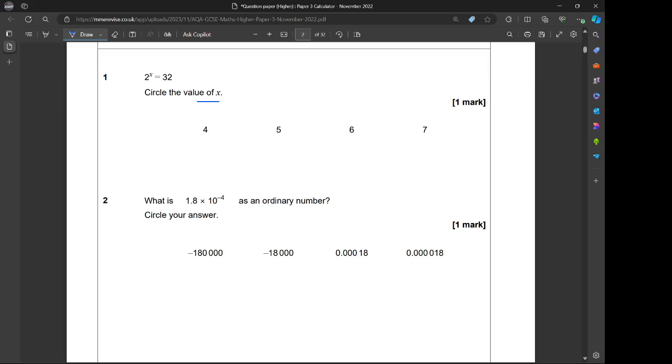Question 1: 2 to the power of x equals 32. Circle the value of x. If you're unsure, try 2 to the power of 1, that'll be 2. 2 squared means 2 times 2, which is 4. 2 cubed is going to be 8. So anyone got an answer for this, guys?